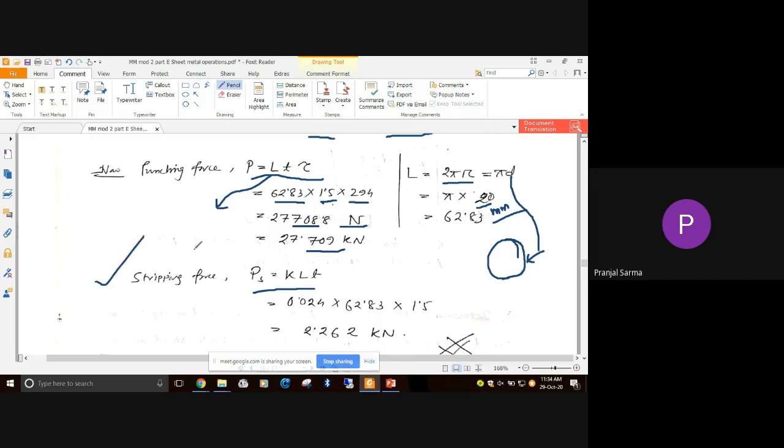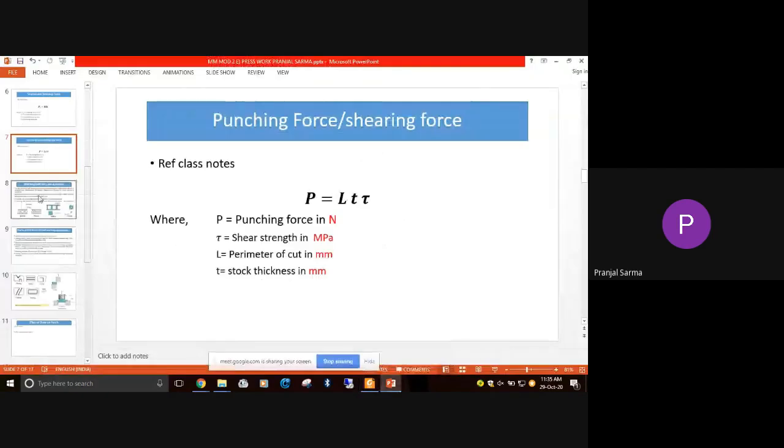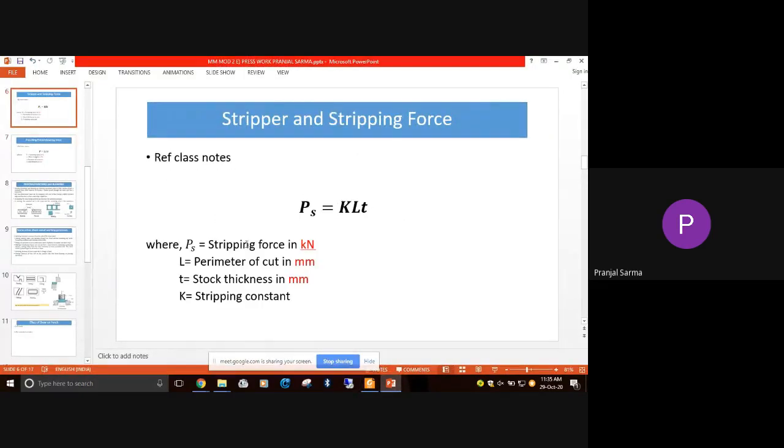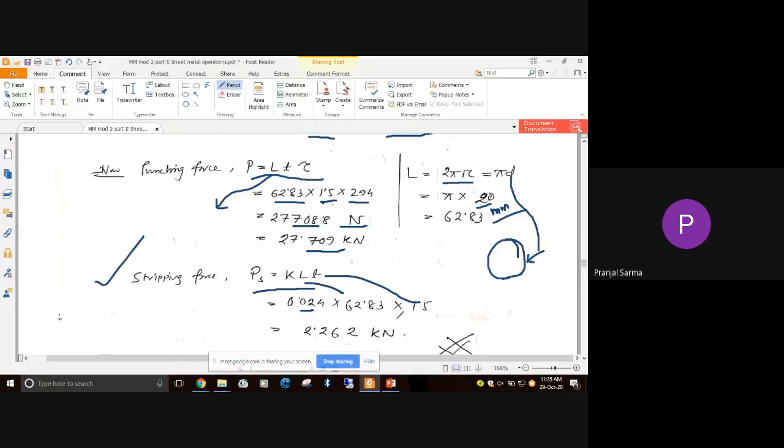Also for stripping force, we already have this expression: K into L into T, where K is the stripping constant, which is already given. L we have just found, and thickness is also given. If we use L in millimeter, T in millimeter, and the stripping constant as it is, then we get the stripping force in kilonewton. So here it is directly in kilonewton.